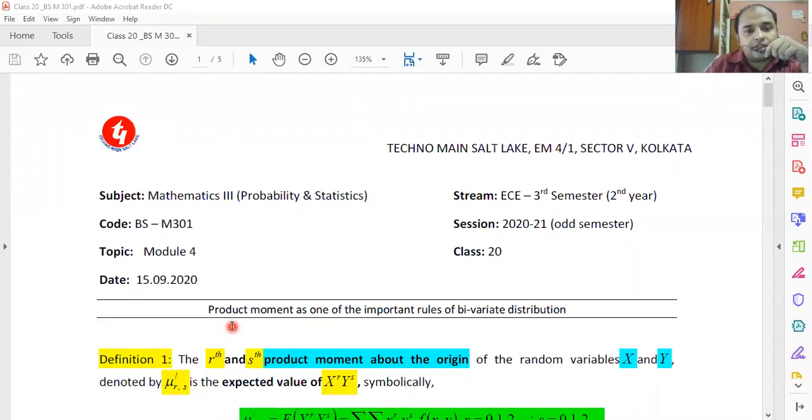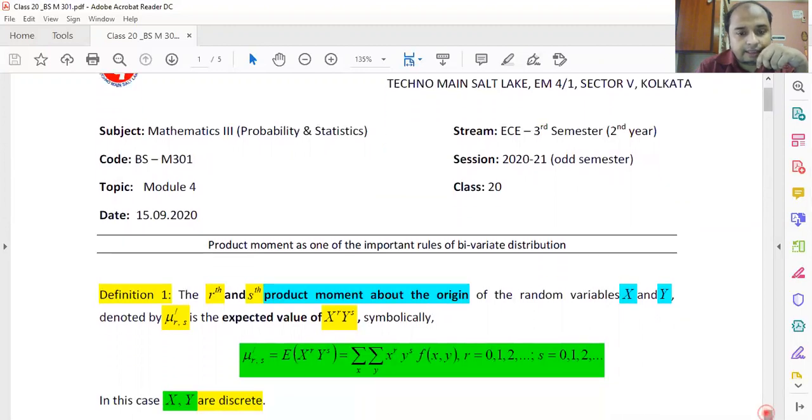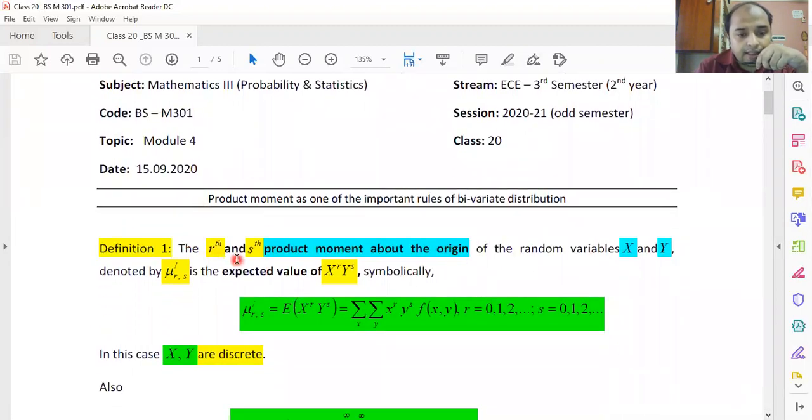Let us start with the definition of product moment of the random variables capital X and capital Y, when the variables are discrete as well as when the variables are continuous. So our first definition goes like this. The rth and sth product moment about the origin of the random variables capital X and capital Y, denoted by mu r comma s prime, is the expected value of capital X raised to the power r multiplied by capital Y raised to the power s.